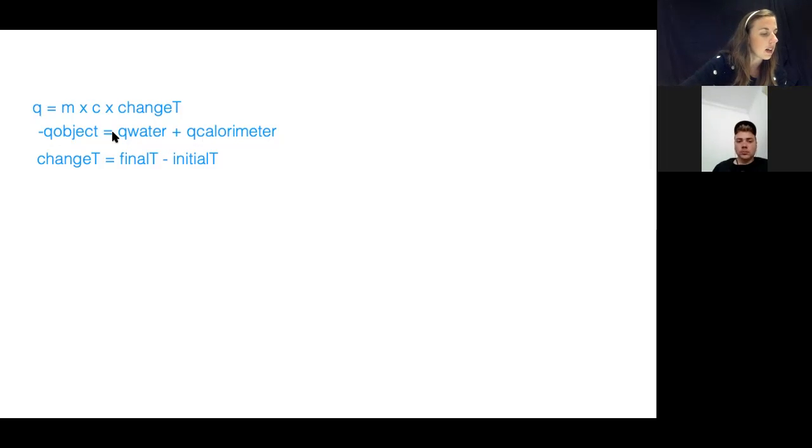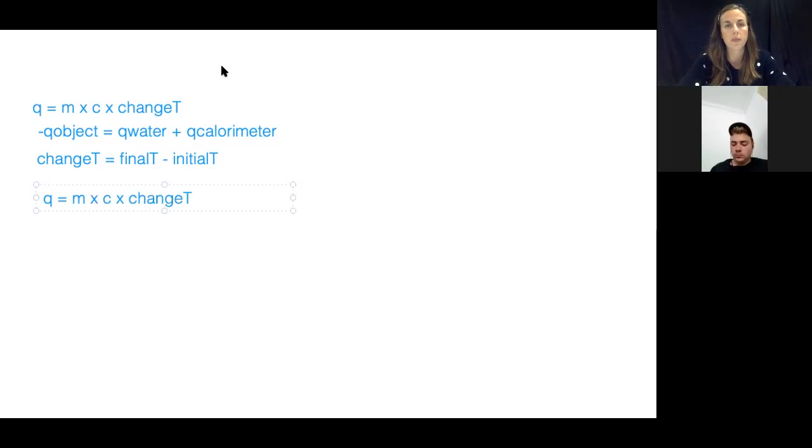But I do need to figure out what they're asking me for. So they say, what is the specific heat of the metal? So C here is specific heat. So I know, first of all, I am going to use this equation. So let me go ahead and write it over here so that I can solve for C. This is just using algebra.